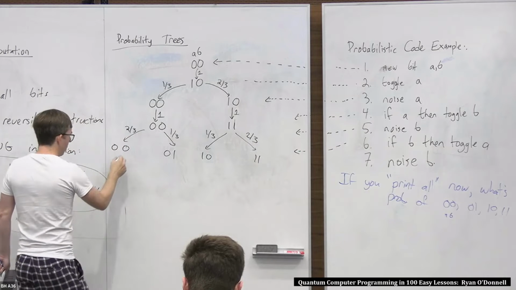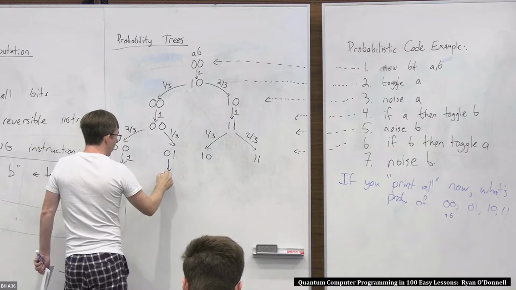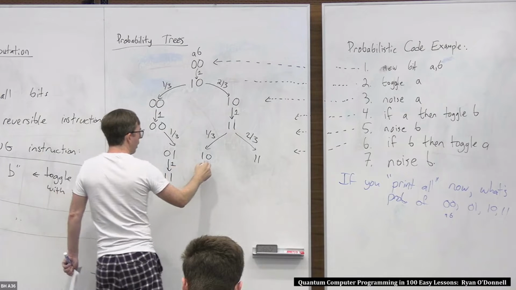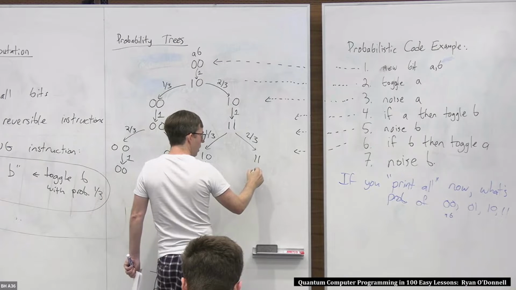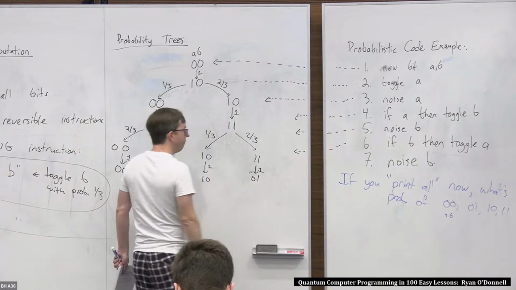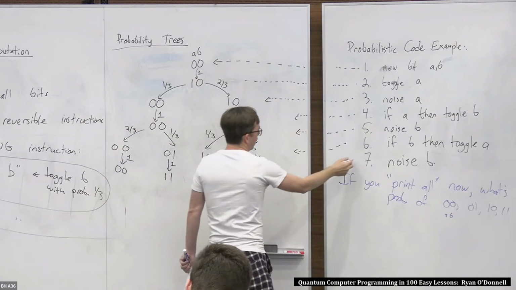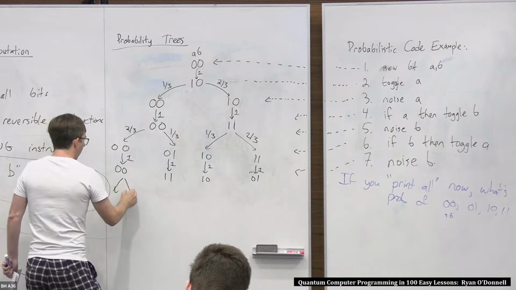So that's a little bit annoying, but okay, it's 0, 0 with probability 1. This is actually 1, 1 with probability 1. This is 1, 0 with probability 1. This is if B, then toggle A, 0, 1 with probability 1. I'm going to noise B. It's very annoying because we have to branch, but okay.